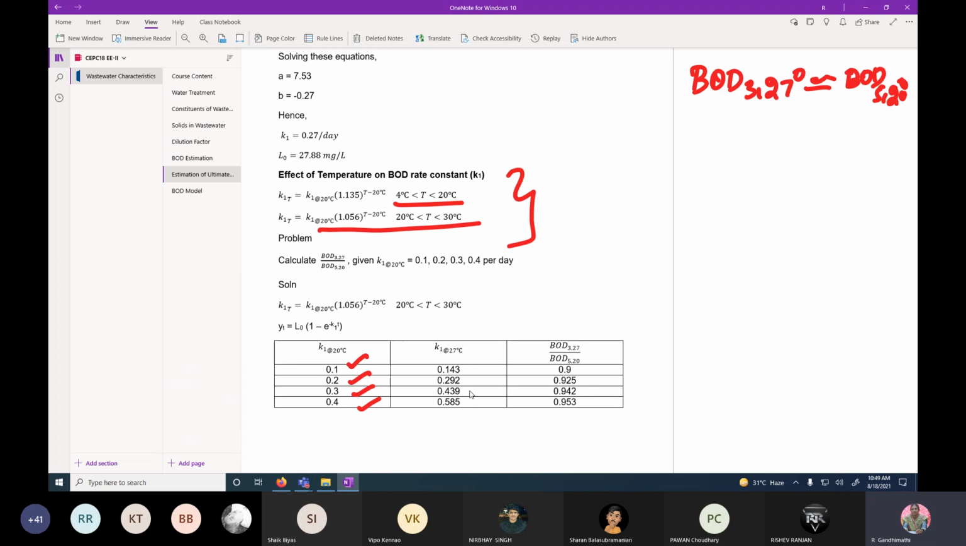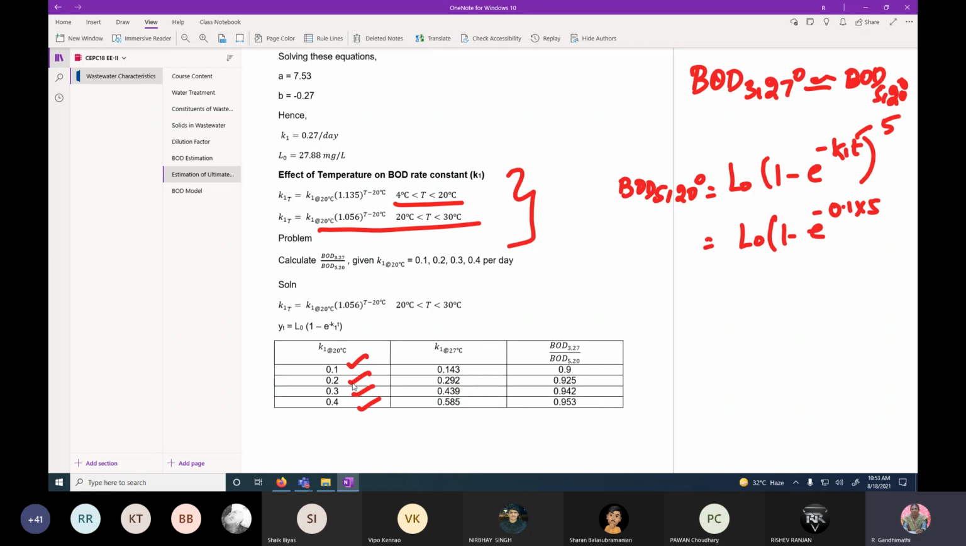Now, irrespective of the temperature, the ultimate BOD is constant for a particular wastewater. Therefore, by considering the formula, BOD 5,20 is L0 into 1 minus e power minus K1 into T. Here, substitute 5 days and K1 as 0.1: L0 into 1 minus e power minus 0.1 into 5. Similarly, you can substitute 0.2 into 5, 0.3 into 5, 0.4 into 5. You will get BOD 5,20.